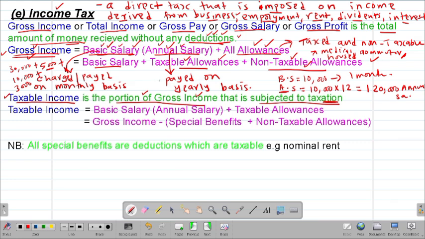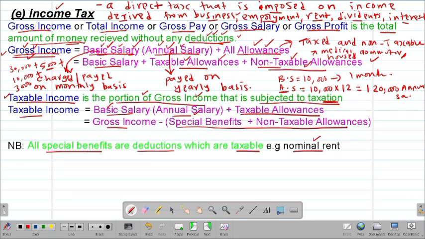So that means if you are given a question and the question does not have non-taxable allowances, then for that particular case, it simply means that the gross income will be equal to the taxable income. Therefore, taxable income can be given by the basic salary, which can also be annual salary. We said basic is monthly, annual is on a yearly basis. Then, of course, you add the strictly taxable allowances only. So we are not considering the non-taxable allowances. Given the gross income, you can also compute taxable income by simply taking the gross income, then minus the summation of the special benefits and the non-taxable allowances. Remember, special benefits could include things such as the nominal rent. So an NB to consider here, we are saying that all special benefits are deductions that are taxable. A good example is the nominal rent.